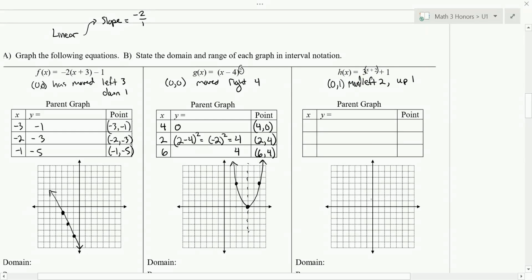Move left 2, up 1. So if you start at 0, 1 and move left 2, up 1, you're going to end up at negative 2, 2. Okay. And that's not the only thing that's been moved, but our x-axis, our horizontal asymptote, has been moved left 2, up 1. And so that's ending up right here at y equals 1.